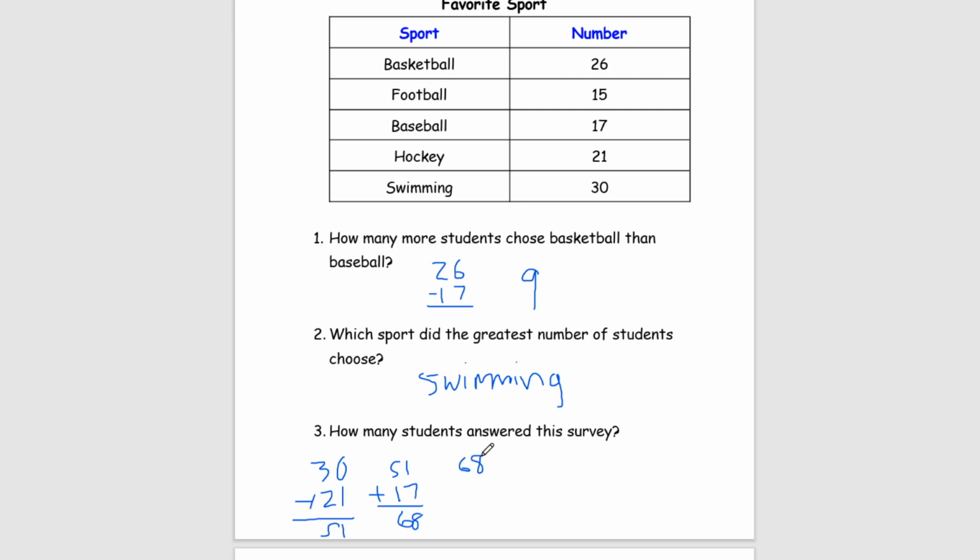68 plus 15 is equal to 3, carry the 1, 83. And 83 plus 15 is equal to 98. So our final answer is 98 students.